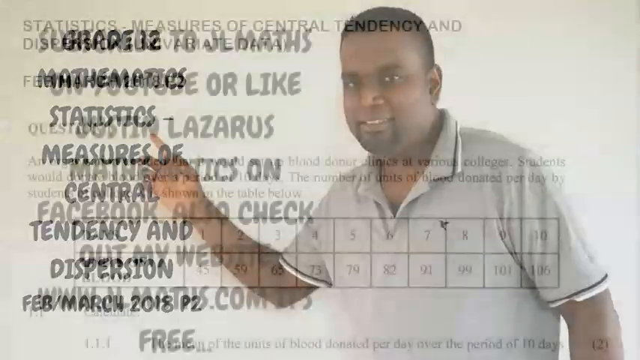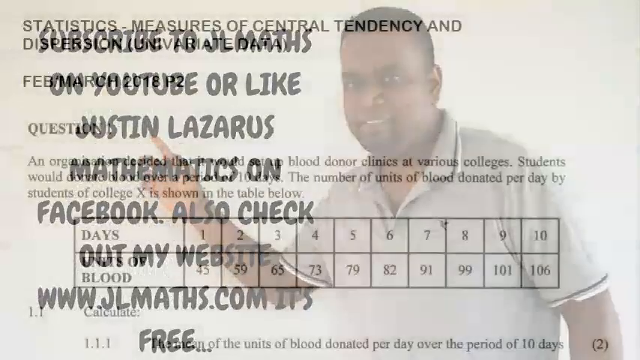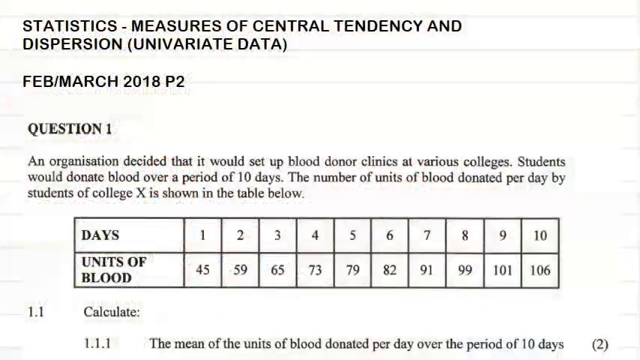Today we're going to be looking at statistics, and the sections that we're going to be looking at are measures of central tendency and dispersion. And we're going to be looking at univariate data. Univariate means one variable. Quickly, what is a measure of central tendency? Measure of central tendency is basically finding the mean, the median, and the mode.